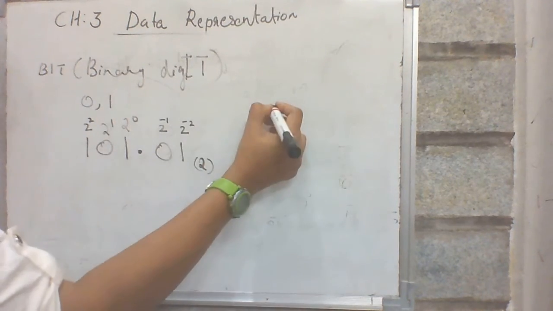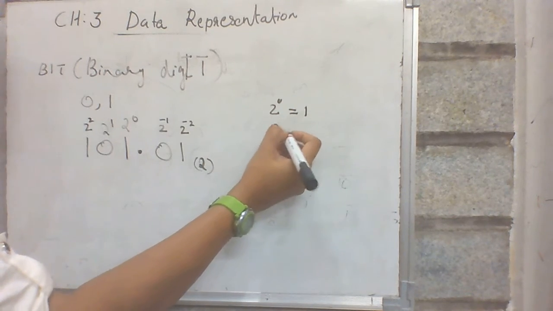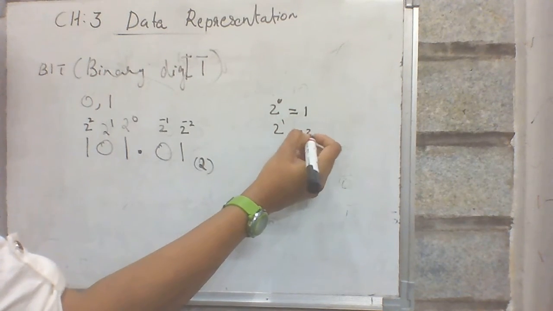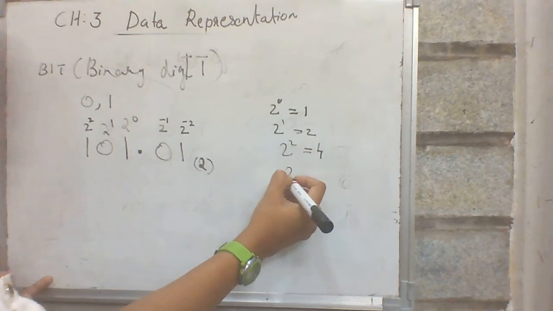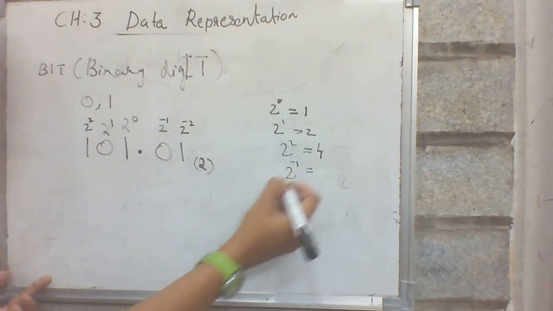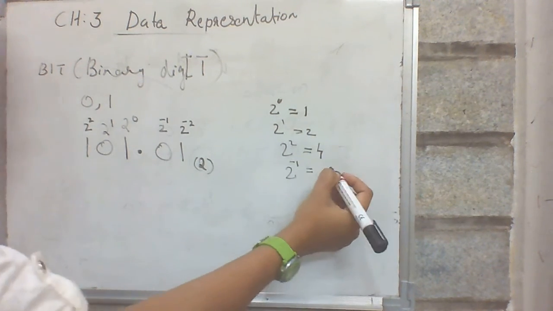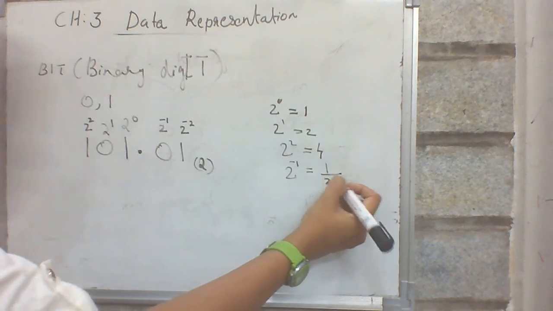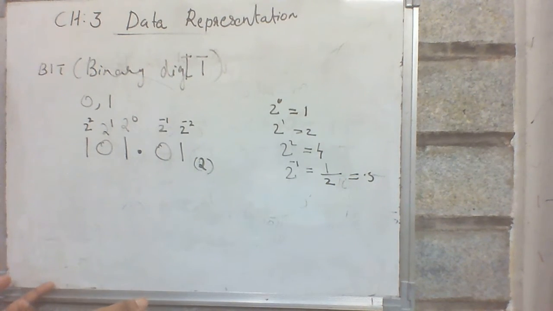Then what is the value of 2 to the power 0? 2 to the power 0 is equal to 1. 2 to the power 1 is equal to 2. 2 to the power 2 is equal to 4. Then what is the value of 2 to the power minus 1? 2 to the power minus 1 is equal to 1 by 2, that is 0.5.